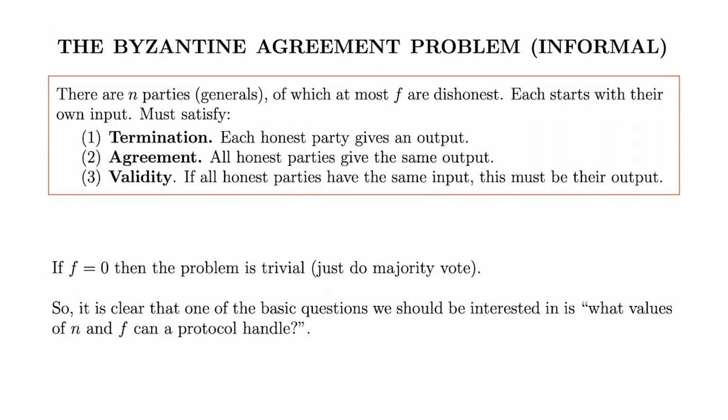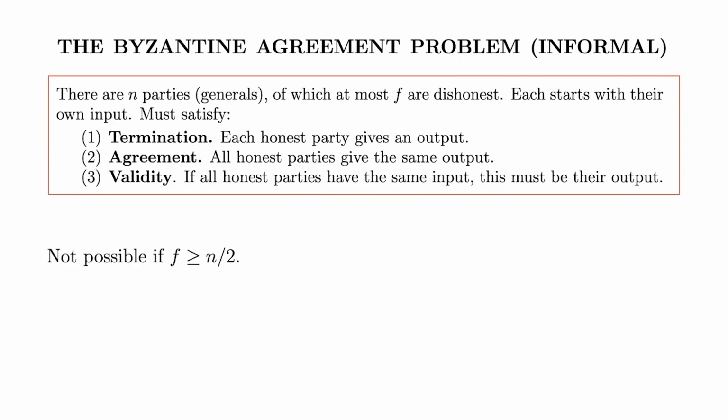So it's clear that one of the basic questions we're going to be interested in is: for what values of N and F is it possible to design a protocol here? That's one of our basic questions. The next easy observation is that it's also pretty obviously not going to be possible if F is greater than or equal to N over 2, if we have a dishonest majority.